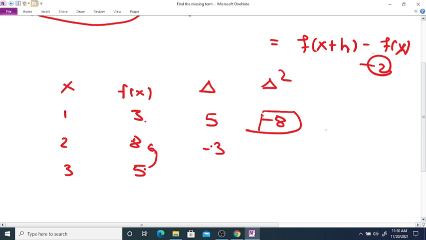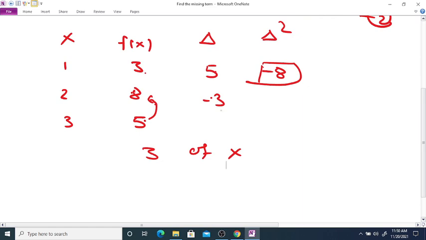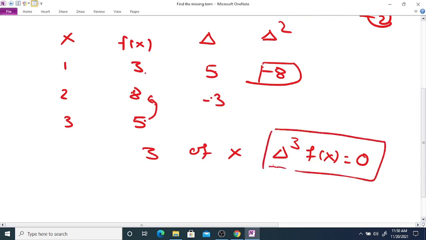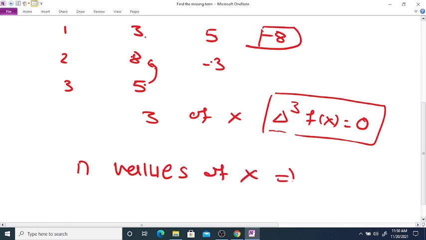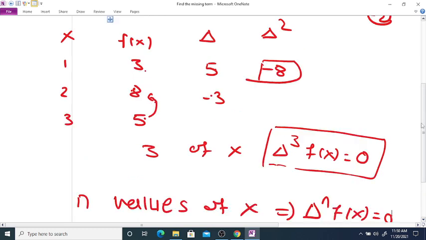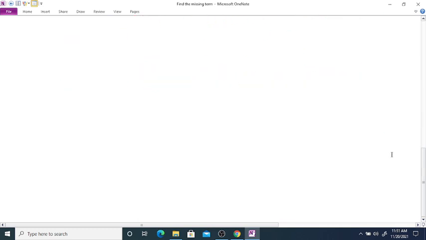So you can observe here that if three values of x are given, then its second order difference is constant, and its third and higher order differences of f(x) are equal to 0. If we generalize this statement, if n values of f(x) are given, then its nth difference is equal to 0. So by using these two techniques, we are going to determine the missing term.